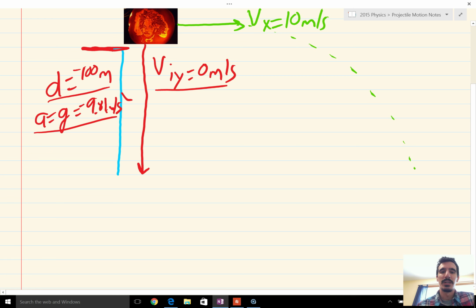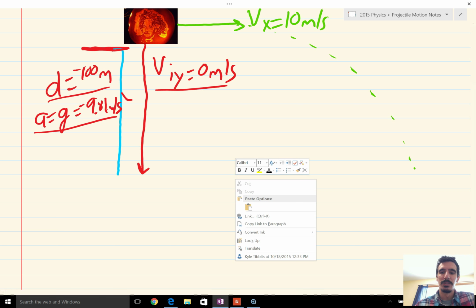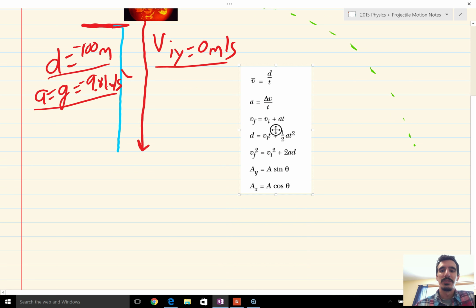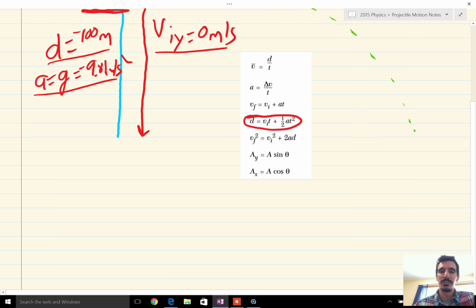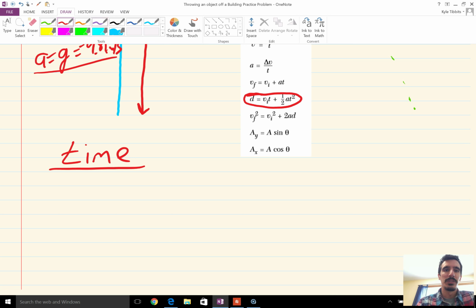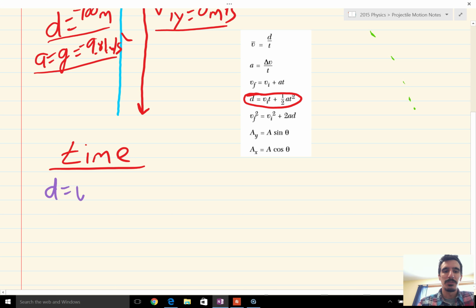We want to find the time first. So what we'll do is look at our reference table. And what formula has d, Vi, t, and a? That would be this one right here: d equals Vi t plus 1/2 a t squared. So to find the time, the formula is d equals Vi t plus 1/2 a t squared.